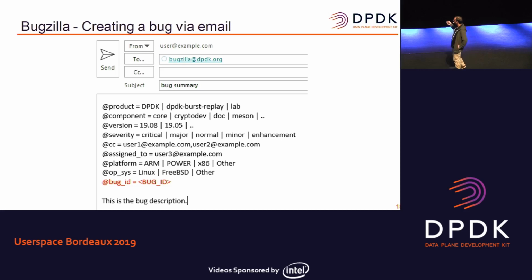But this part of Bugzilla is not well documented, and you actually need to read the code that does this to understand exactly how it works. But these are basically the same fields that you find on the web UI. You just fill them this way and add the bug description. When you send the email, the bug will be created. You only fill the bug ID field when you want to update a bug. When you provide this information, it will override the ones that are already in the bug.